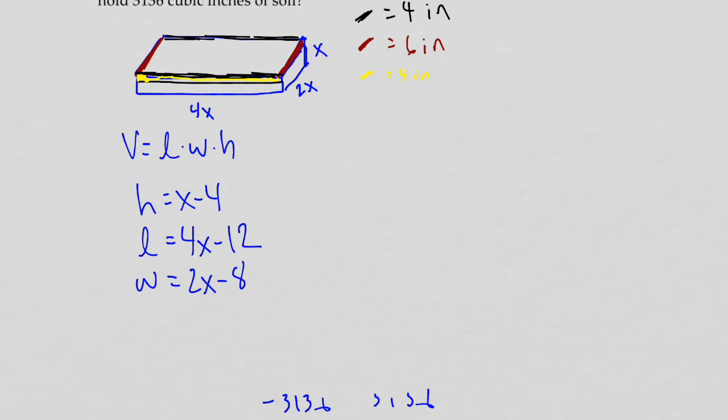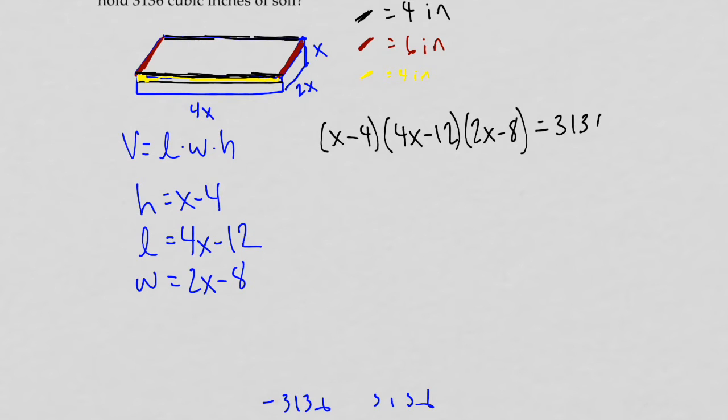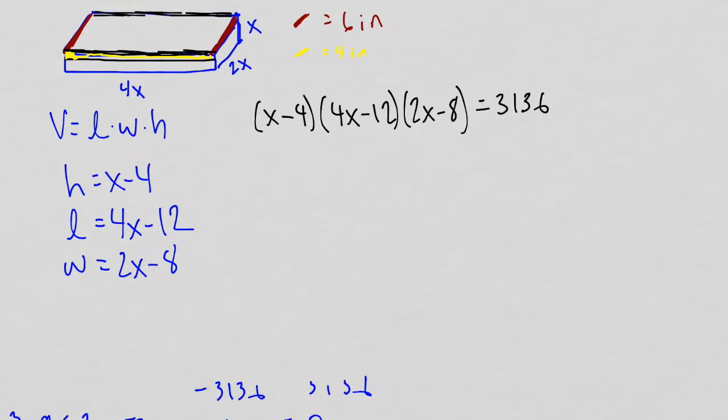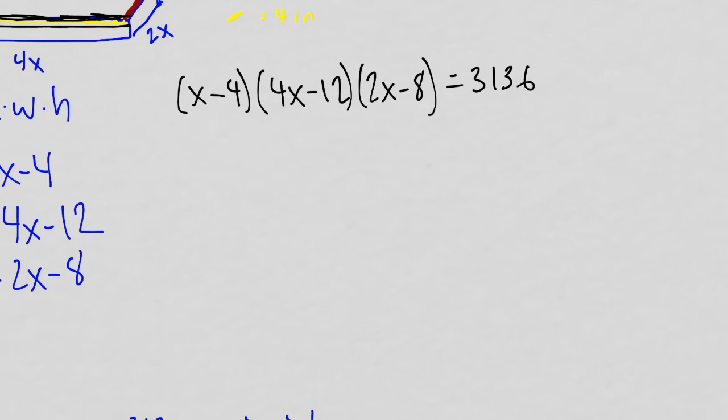So this is what my problem finally looks like. x minus 4 times 4x minus 12 times 2x minus 8 equals 3136. Alright, and now we're going to have some fun solving this problem, so get ready. Here we go. I am going to start by multiplying two of these binomials. It doesn't matter which ones you start with, you're going to end up at the same spot. These do not have any imaginary numbers or radicals, so there's no clue as to where we should start. I'm going to start with these two, and I'll leave that one till the end.